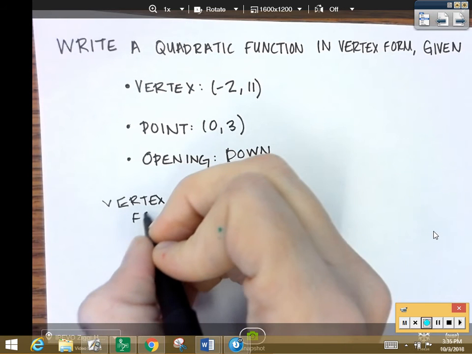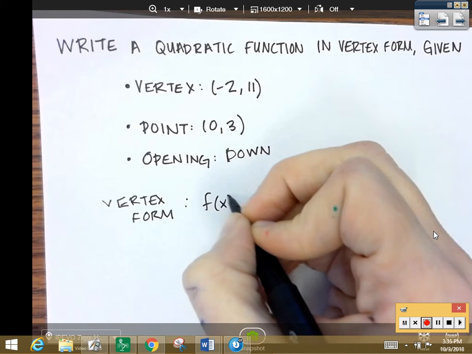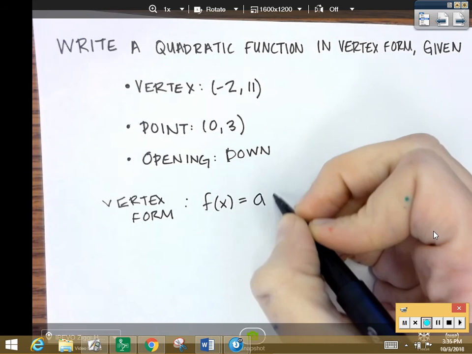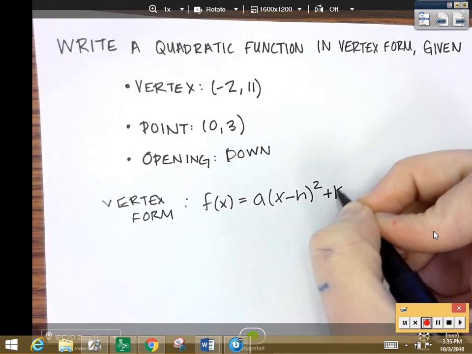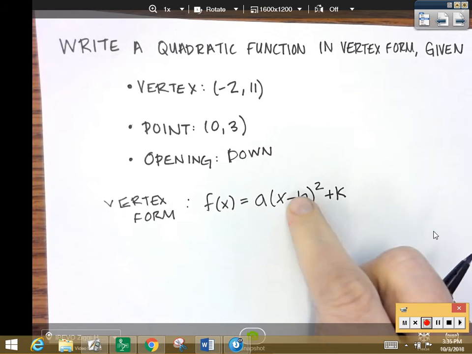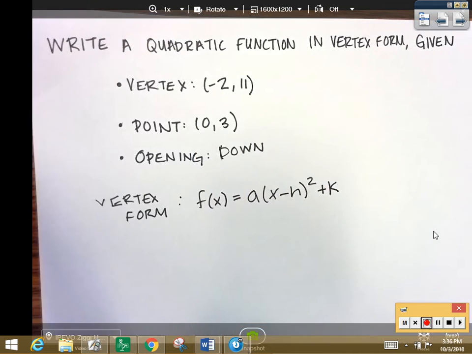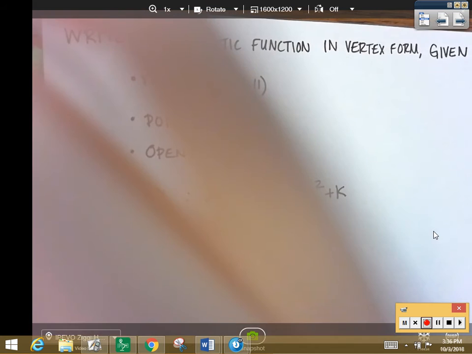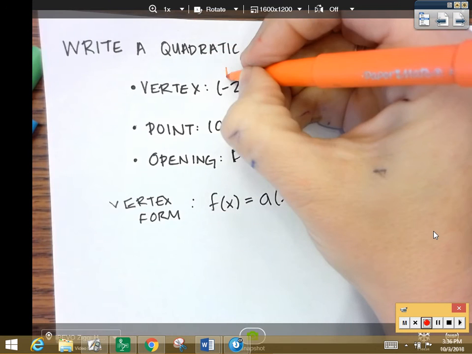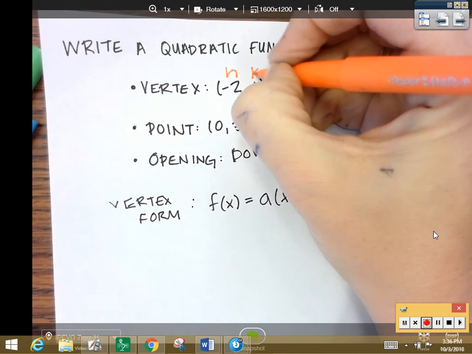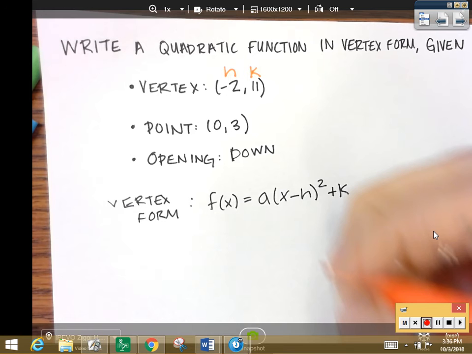So the vertex form of a quadratic function is f of x equals a times x minus h squared plus k. And because it's vertex form, you can see the vertex right in it for h and k, and I was given that, so I'm going to go ahead and put those two together. So my vertex is, I'm going to label it, this is h and this is k. So I'm going to plug in the -2 for the h and the 11 for the k.